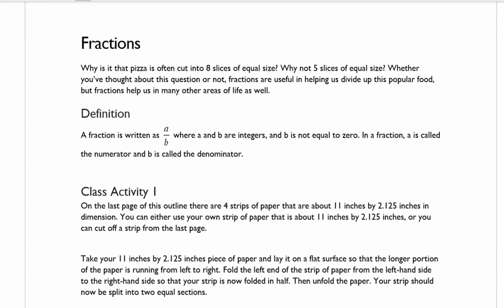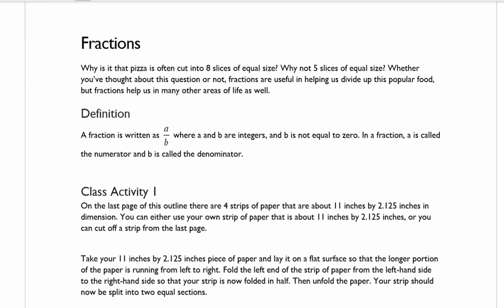So let's jump into class activity 1. On the last page of this outline, there are 4 strips of paper that are about 11 inches by 2.125 inches in dimension. You can either use your own strip of paper that is about 11 inches by 2.125 inches, or you can cut off a strip from the last page. Take your 11 inches by 2.125 inches piece of paper and lay it on a flat surface so that the longer portion of the paper is running from left to right.